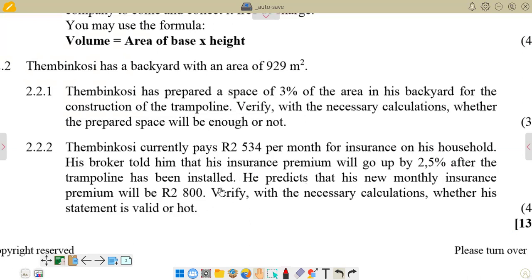So what we are going to do is verify whether, after the increase of the premium by 2.5%, it is going to be exactly 2,800. If it's not, we just make a conclusion to say the statement is not valid. So we are already given 2,534. So we are going to calculate 2.5% of 2,534, and then we add it to 2,534. Then the answer that we get, we compare to 2,800. So basically, that's what we are going to do.